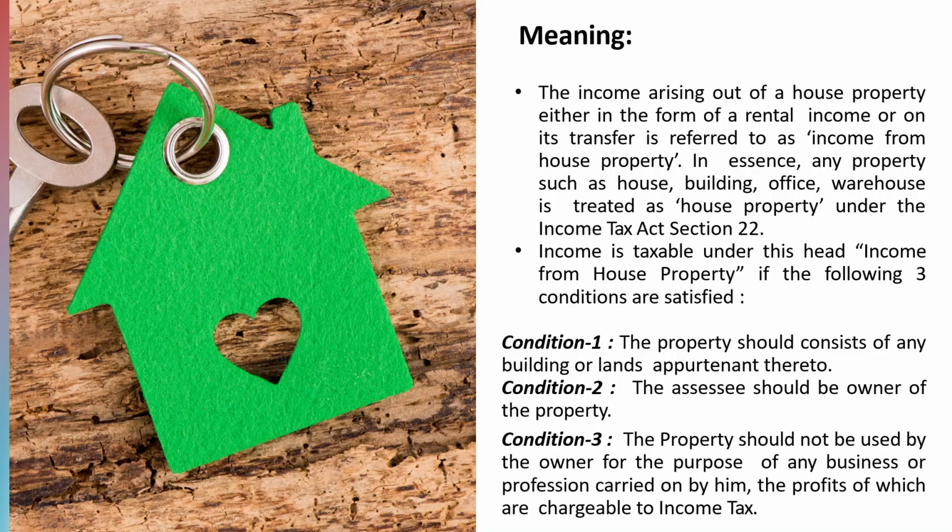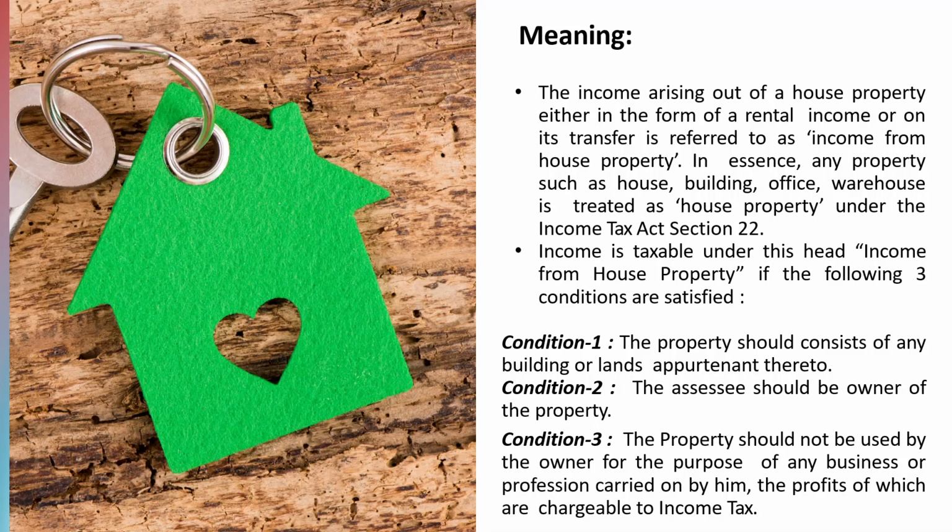Then the second condition is that the assessee should be the owner of the property. The particular property must be under the ownership of the assessee. This condition is also necessary to be satisfied. Then the last condition, condition number 3.